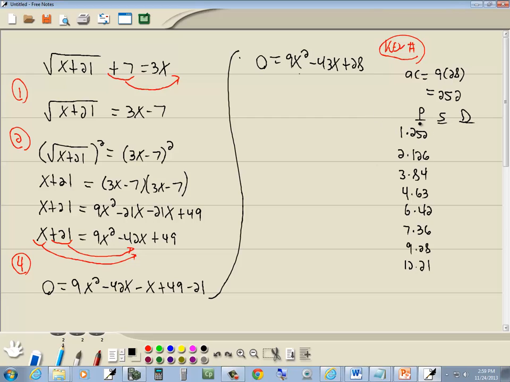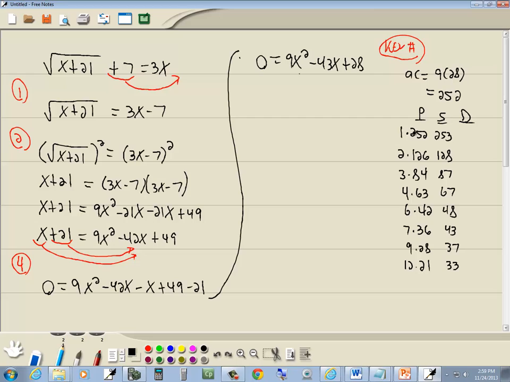So let's see what we have so far. The S column, we add these together. 1 plus 252 is 253. 2 plus 126 is 128. 3 plus 84 is 87. 4 plus 63 is 67. 6 plus 42 is 48. 7 plus 36 is 43. And then 9 plus 28 is 37. 12 plus 21 is 33.